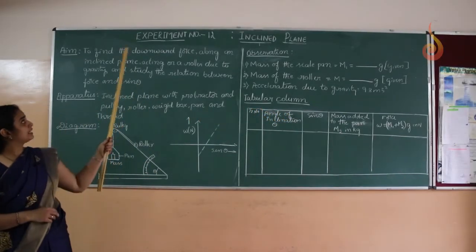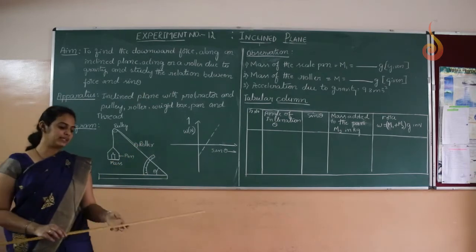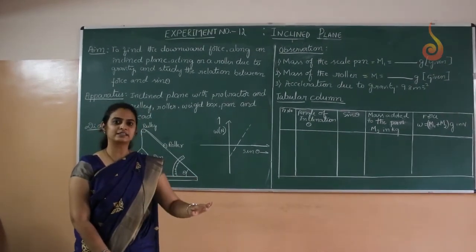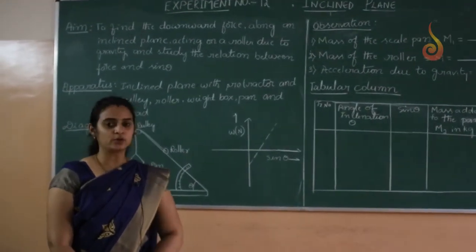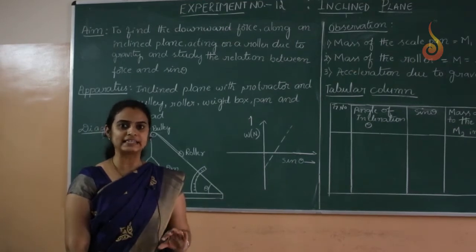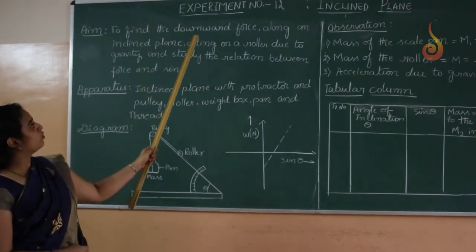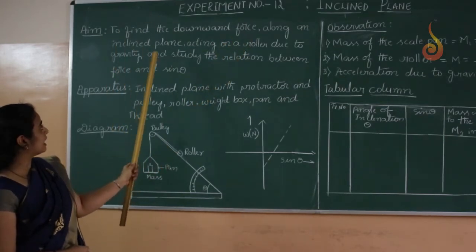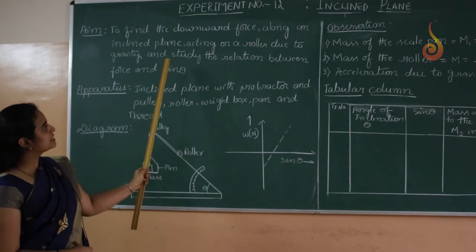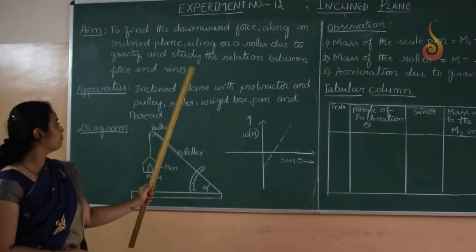Next, we'll move on to the 12th experiment, that is inclined plane. An inclined plane means a flat surface tilted at some angle with respect to horizontal, and that angle is called the angle of inclination. The aim of the experiment is to find the downward force along an inclined plane acting on a roller due to gravity and study the relation between force and sine theta.